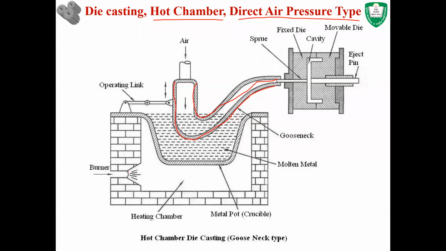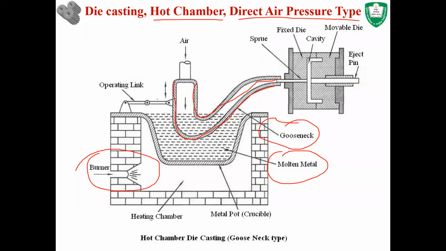Okay, and this is the melting furnace. A burner is used to melt the material. The molten material will be here, and this is the gooseneck. The gooseneck will be used to transfer the molten material into the cavity. And this is the heating chamber, metal pot, and operating link. This link is used to operate the system, that means to operate the gooseneck.